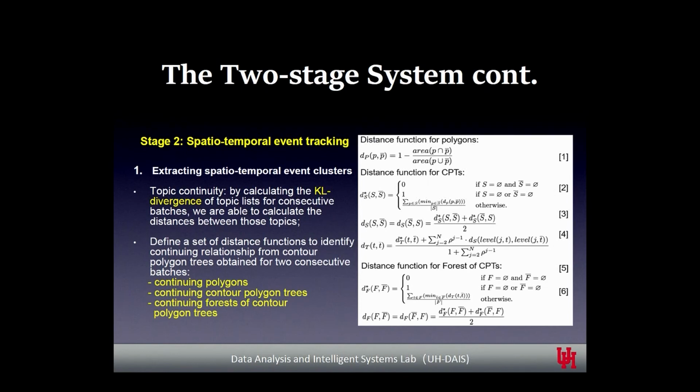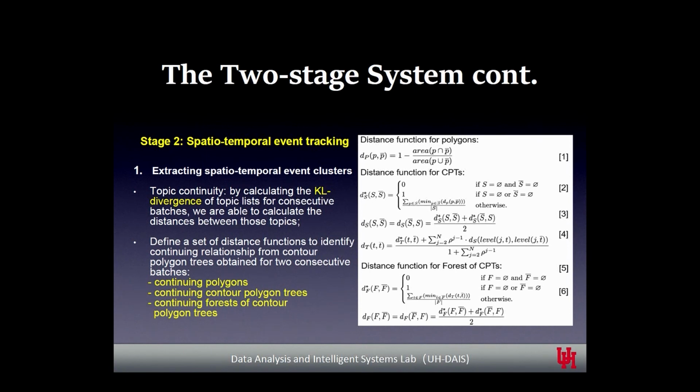After we get the spatial clusters for each batch, the next step is to establish the relationship, especially in our case, a continuing relationship between these spatial clusters for consecutive batches. For each batch we have the topic list, and we also have those spatial clusters, those multi-layered polygon models. To establish continuity for the topics, we use the KL divergence to calculate the distances between the topics. If the distance is low enough, we consider it a continuing topic.